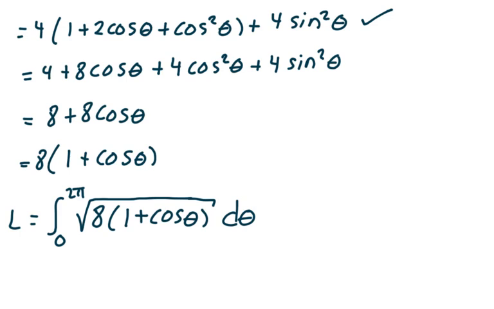Now, remember, I don't want to reinvent the wheel, but we need to recall that 4 cosine squared theta plus 4 sine squared theta is equal to 4. That's from example 1. And 4 plus 4 is equal to 8. And so what we end up getting is 8 plus 8 cosine theta. Factor out the 8, and we get 8 times the quantity 1 plus cosine theta. So L is the integral from 0 to 2 pi of the square root of 8 times the quantity 1 plus cosine theta, d theta.